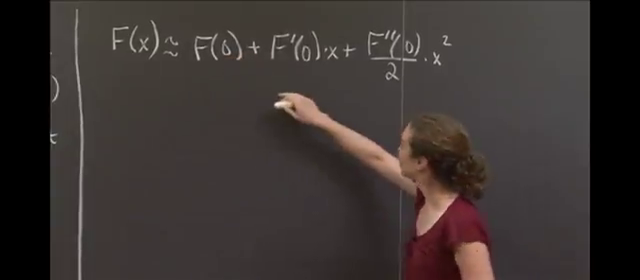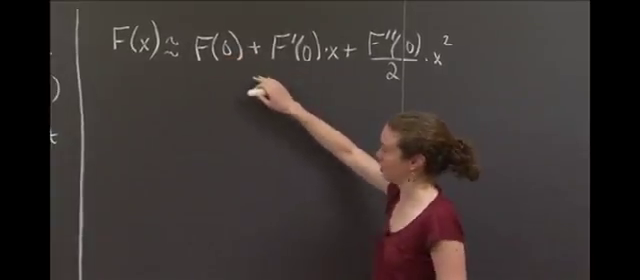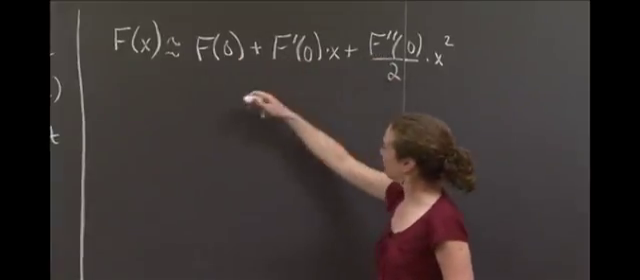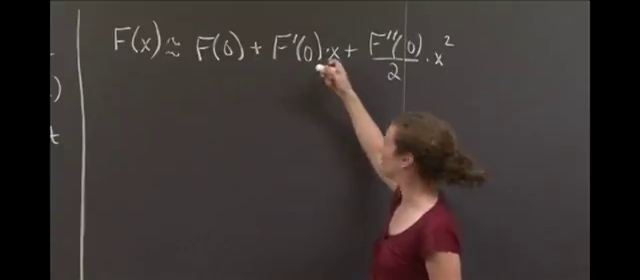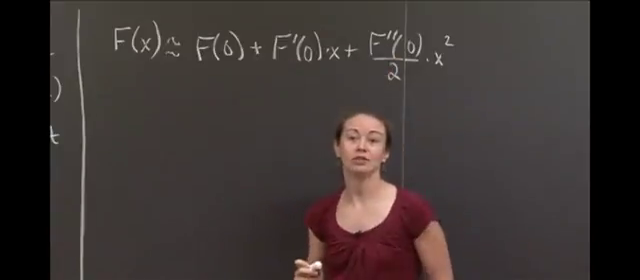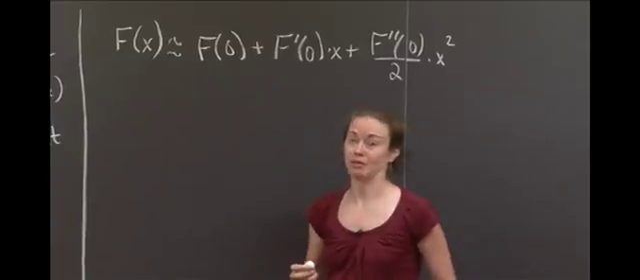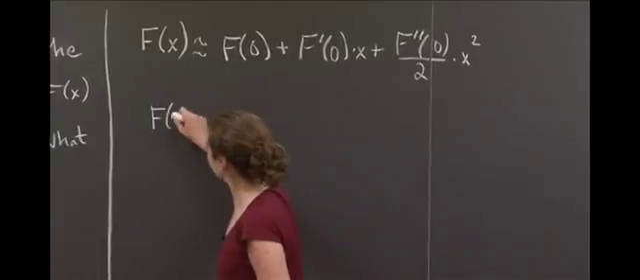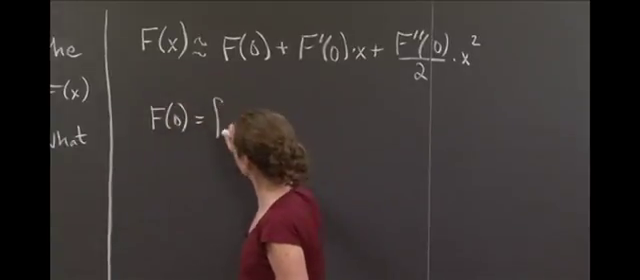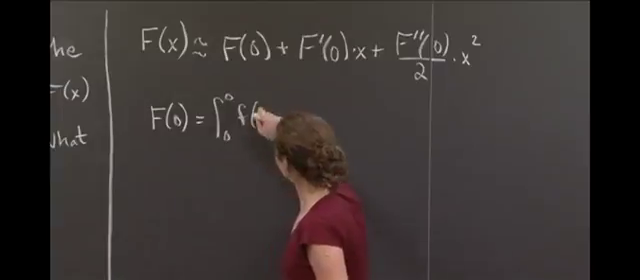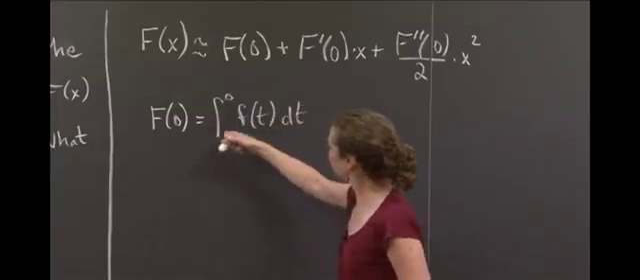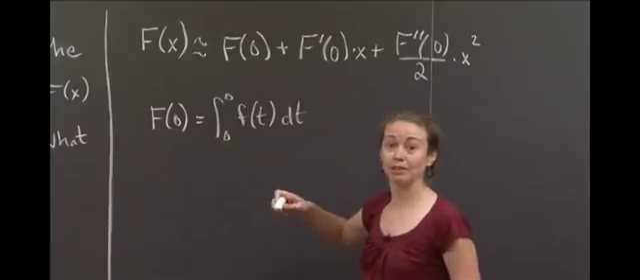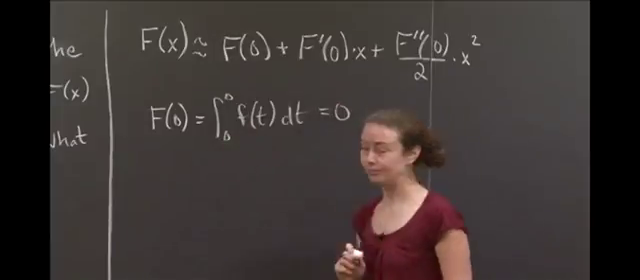That's what it is. Now I've asked you to write it in terms of little f. So what we need to do is figure out what capital F of 0 is, what capital F prime of 0 is, and what capital F double prime of 0 is in terms of the function little f. So first, let's figure out what capital F of 0 is. It's the integral from 0 to 0 of f of t dt. When you take the integral from a to a of a function, you should get 0. So capital F at 0 is just 0.